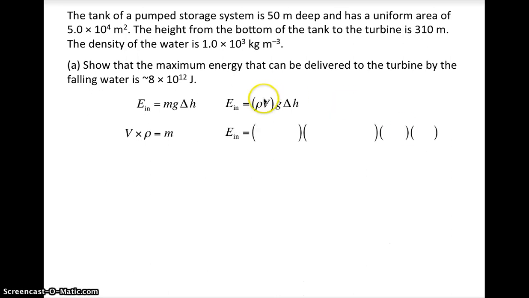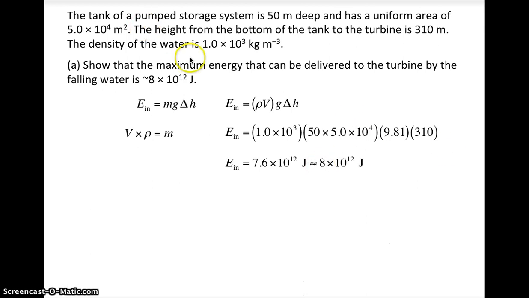We know those four things. Rho is this. Volume is 50 times the area. G is 9.81, and delta H, well, that's 310 because that's how far the water falls to the turbine. So you calculate, and this is what you get. We can round this to 8 times 10 to the 12, 8 terajoules, and thereby confirming the answer that we set out to show.